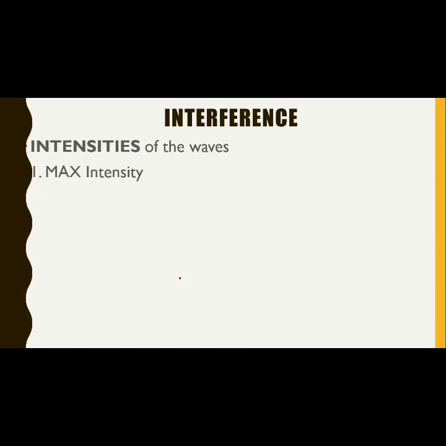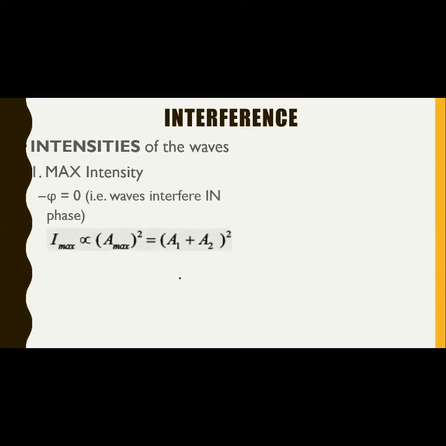Bright fringe जिसको हम लोग बोलते हैं, the bright band which we are seeing. Now bright fringe में phi मतलब waves they interfere in phase. Ideally this is how it should happen. So we know the formula that intensity is directly proportional to the square of amplitude. This is what we have already seen, (a1 + a2) whole square, where a1 is the amplitude of first wave and a2 is the amplitude of second wave. That is the maximum intensity which we have.